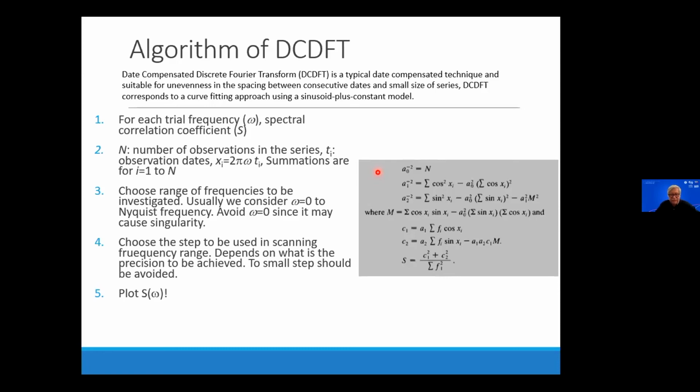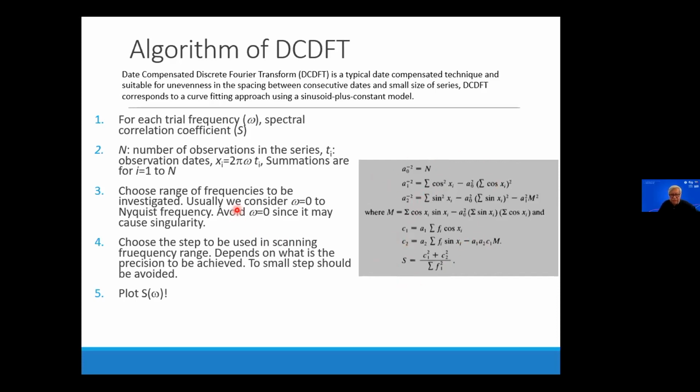So start with each trial frequency. Remember, your frequency trial is from 0 to 0.5, 1/2. So what the step is depends on how good the power spectra graph that you would like to show. So in this DC-DFT, instead of power spectra, they use spectral correlation. Okay, that is because he argued that spectral correlation is a more appropriate term than amplitude of power spectra. Well, if n is the number of observations, ti is the observation date, xi is equal to 2 pi omega ti, summations done from 1 to n, and then you go through all this equation.